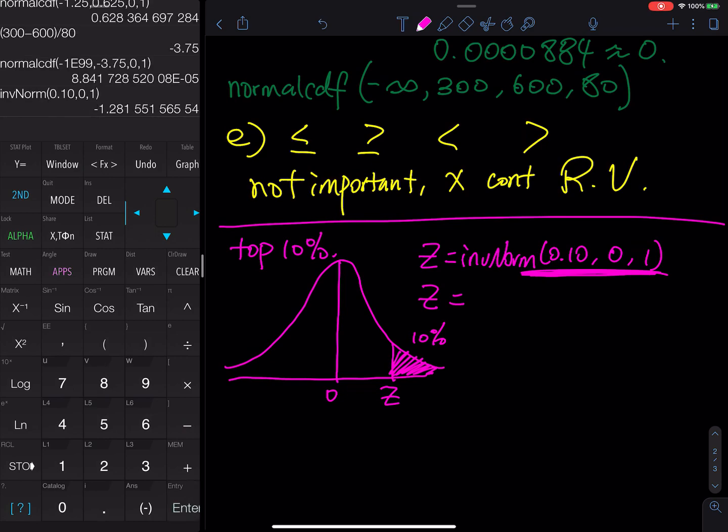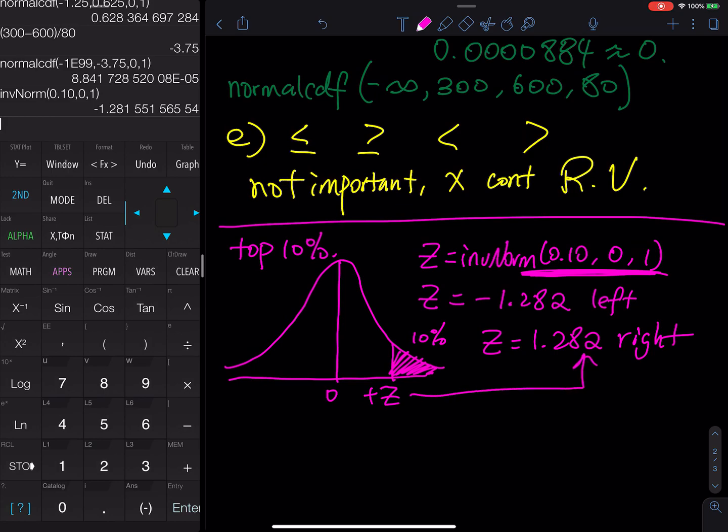All right, so we have negative 1.282. This is on the right hand side, so this is a positive. The Z that we want is 1.282. This is on the left, this is on the right. Okay, so this is the Z that we want. Is this done? Do I only need to get 1.2 points on SAT to be the top 10%? That sounds too easy, right?